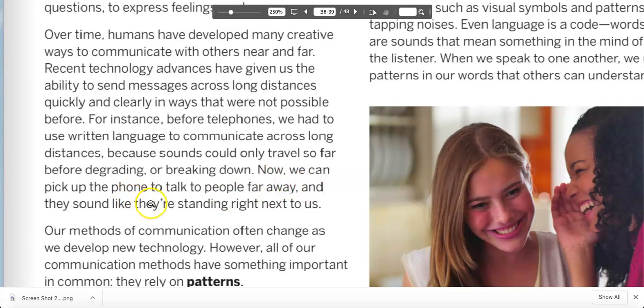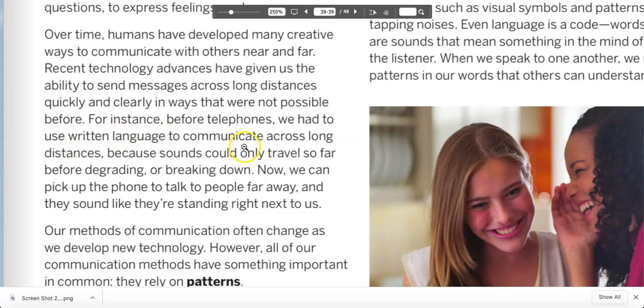Now we can pick up the phone to talk to people far away, and they sound like they're standing right next to us. So this is sort of a privilege, you guys. Back in the day, they used to, and we'll read into that as we get into the text a little further, they used to have to do a lot of different and more difficult things to actually communicate with each other. And so we're very lucky to live in a world now that we have so many devices and so much technology that allows us to communicate very easily.